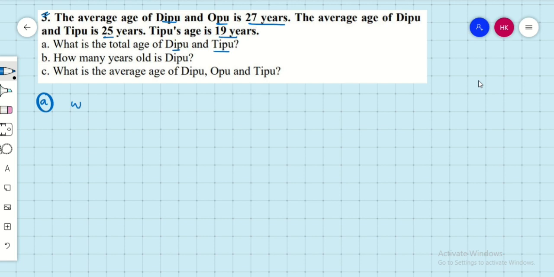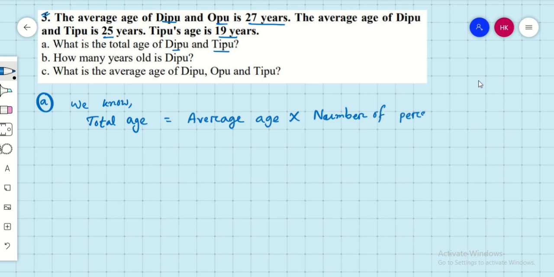So number A, we can write, we know total age is equal to average age times number of persons. This is the formula to find total age. So average age of two people, that means Deepu and Tipu, average age of Deepu and Tipu is 25, and there are two persons, so this is their total age, 50 years.